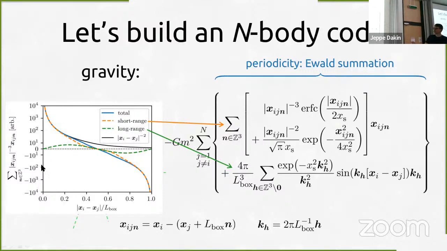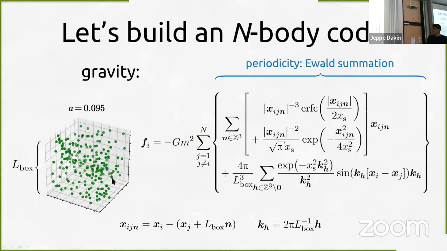So here I plotted the force. So the blue line is the total periodic force, which is the sum of the green and the orange ones. Right, so at low separations between particles, the short range is pretty much all there is. And then also the black one is a normal non-periodic 1 over r squared force, which is the same at short distances, but at longer separations, the periodic nature of the force comes into play, right?